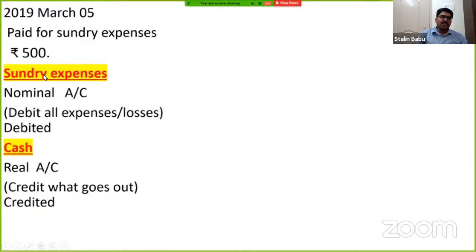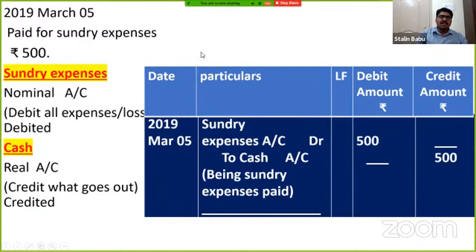So the entry is sundry expenses account debit to cash account. What is the entry? Sundry expenses account debit to cash account. Write in the journal book. 2019 March 5th, sundry expenses account debit to cash account. Being sundry expenses paid. How much? 500. Write 500 in debit amount column against debit account, and write 500 in credit amount column against credit account.